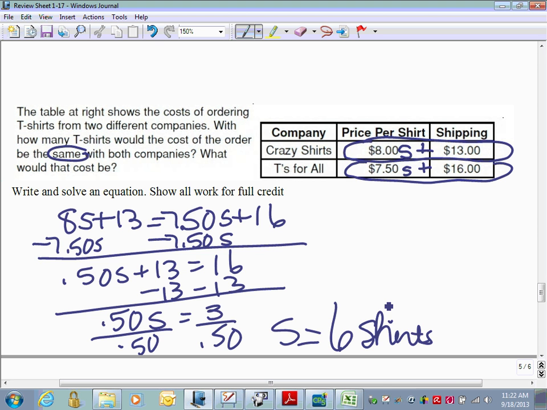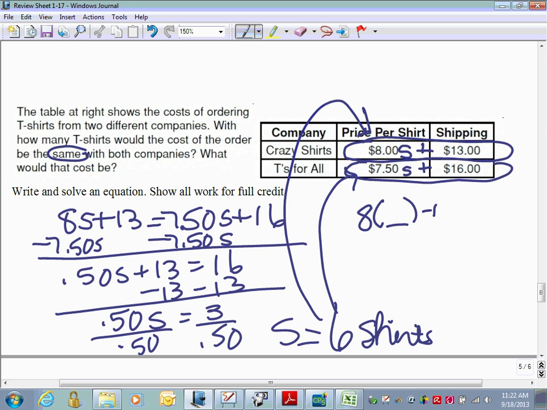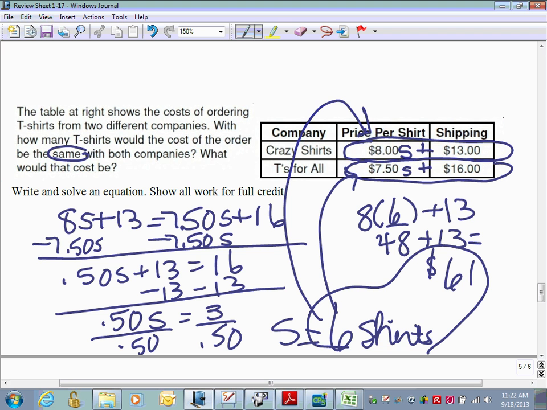Now I have to plug it back in to find out what that cost will be. I can either plug the 6 into the $8 per shirt or the 6 into the $7.50. I kind of think it looks easier to do the $8 times the number of shirts plus the shipping. 6 is the number of shirts, so that's 48 plus 13, which is $61. So my two answers are 6 shirts and $61.